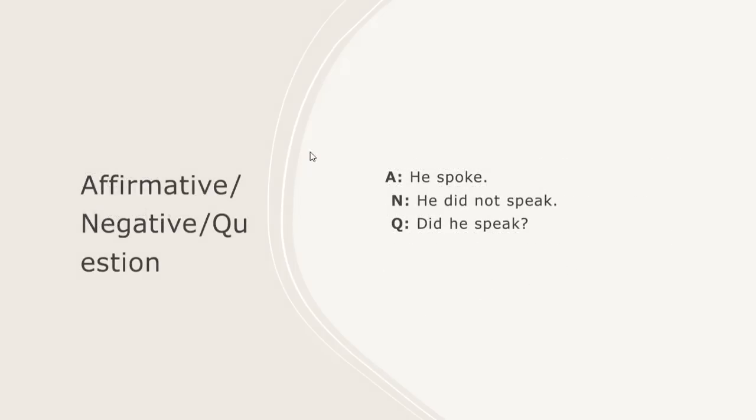Here we go to the example of simple past. Like he spoke to me. He did not speak to you. Did he speak to you? Okay, you can give your own. Like I went to Singapore last holiday. I didn't go to Australia. Did you go to Singapore? Right?